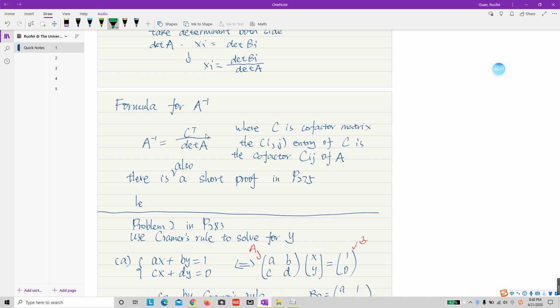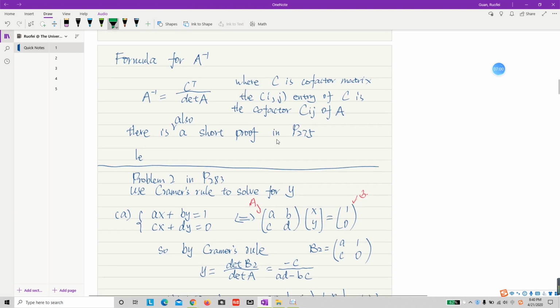Next is the formula for A inverse. A inverse is equal to C transpose over determinant A, where C is the cofactor matrix and the ij entry of C is the cofactor Cij of A. There is also a short proof in your textbook, and you can see how to prove that.